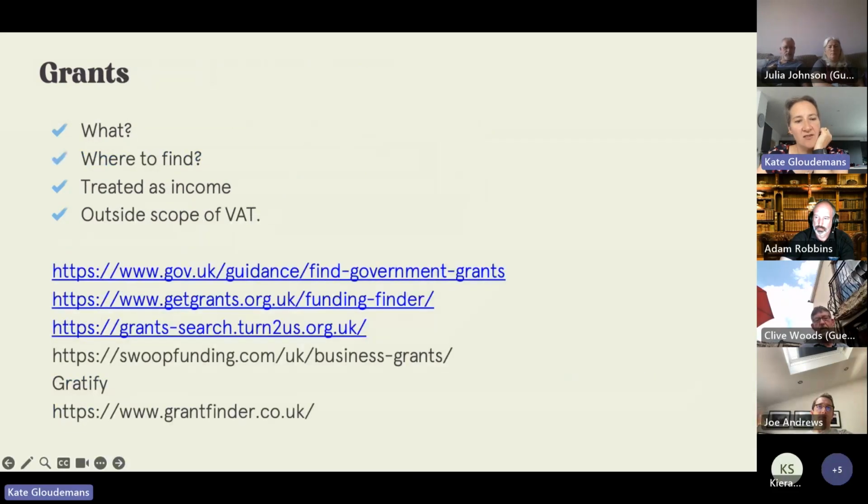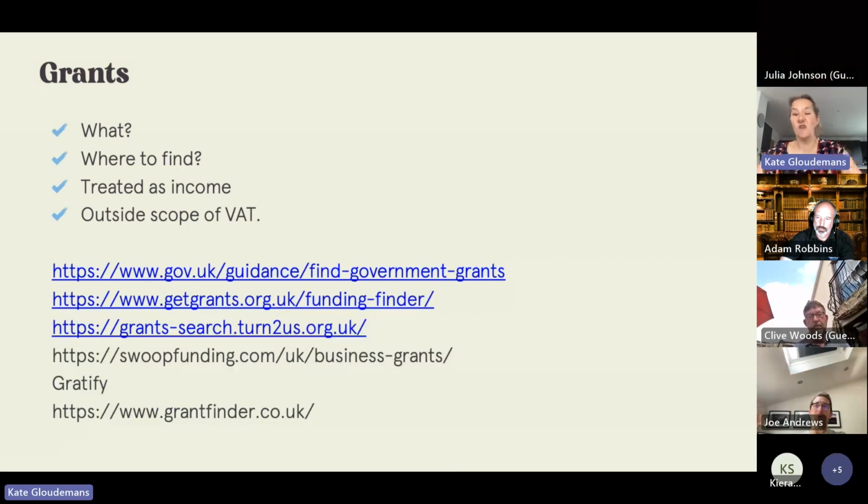Right, grants. So I'm going to be deliberately vague here, because obviously the market for grants is ever changing. Okay, so a grant, where there's a loan, you need to repay that money back. A grant, you don't. Okay, which is great. And if you search in Google grants, or here I've given you some links on government grants, you can find funding finders, all these things, you can search for different grants.